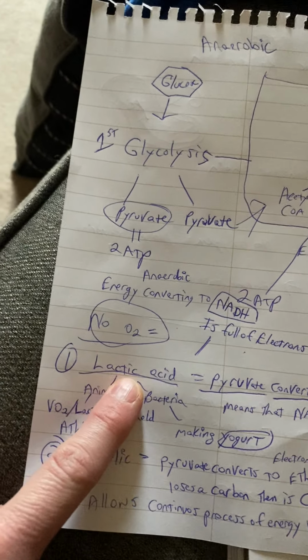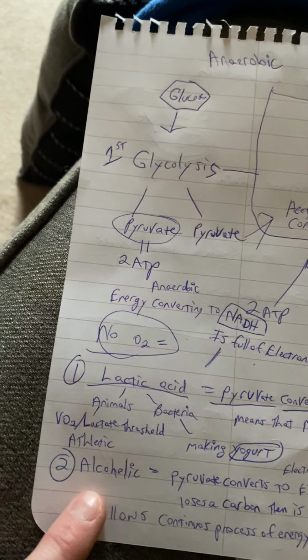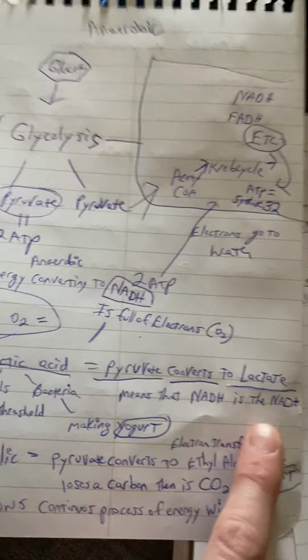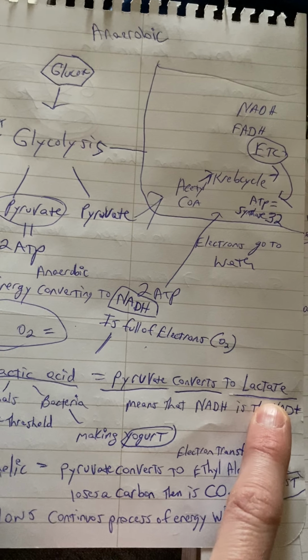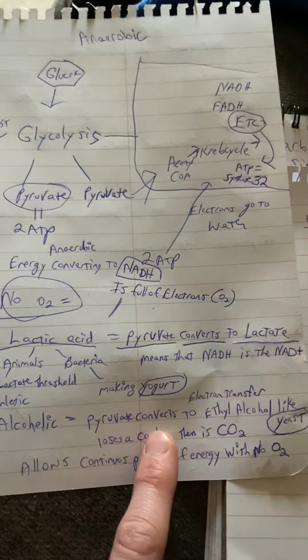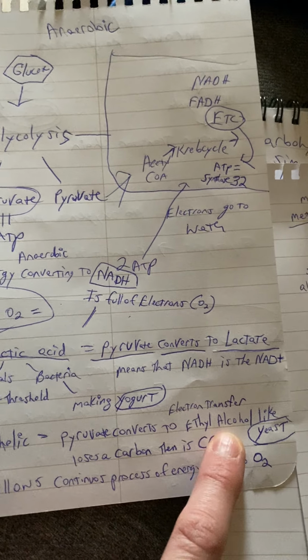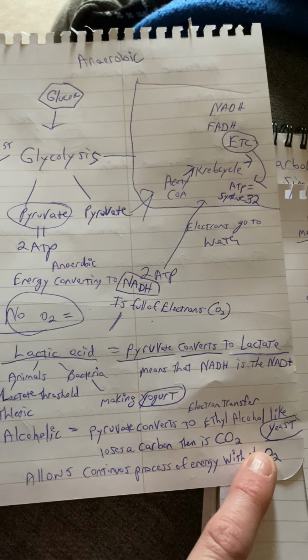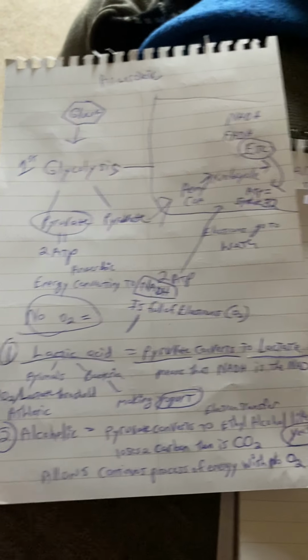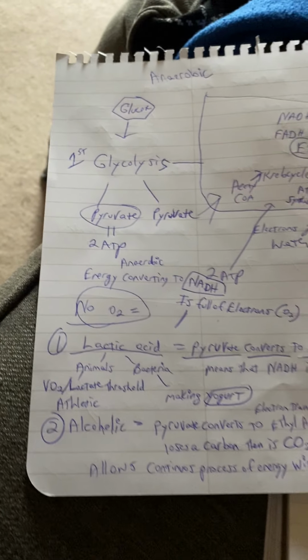Anyways, two processes here, lactate and alcoholic. The alcoholic is how you make bread, whereas the lactic, you do convert to a lactic molecule. In the next process, you do an ethyl alcohol, which loses a carbon and then produces the CO2.